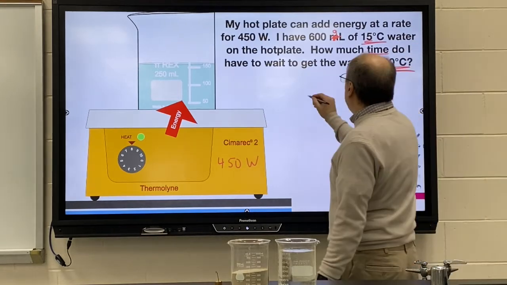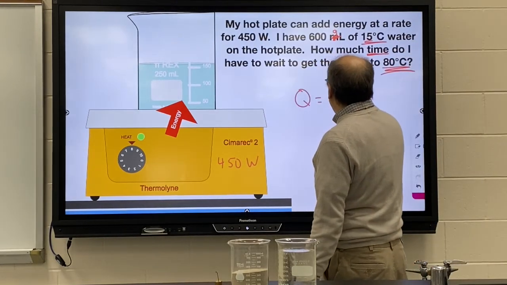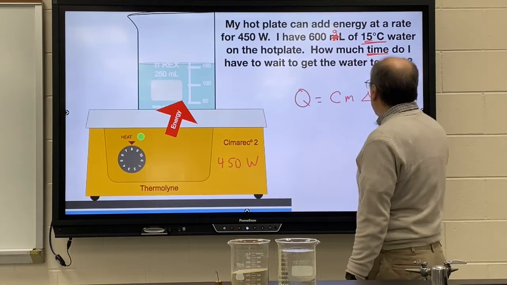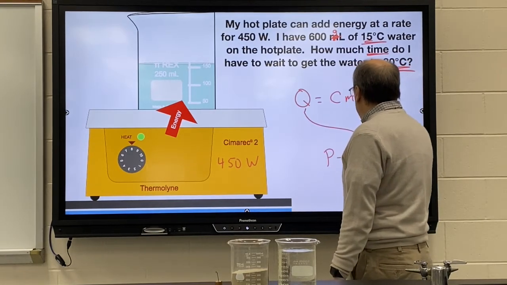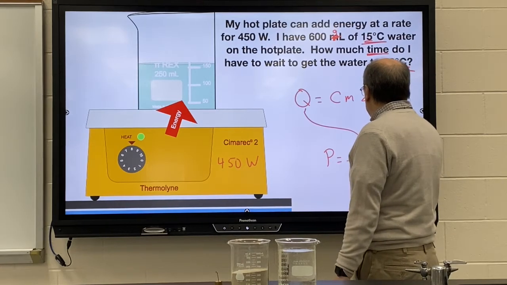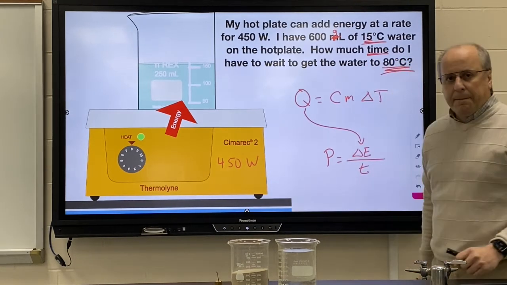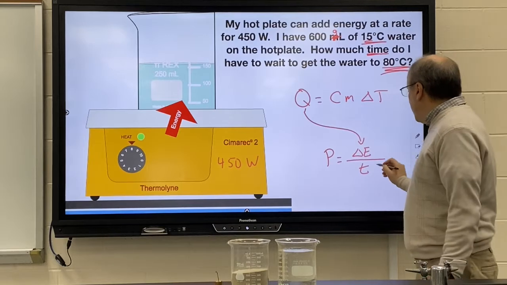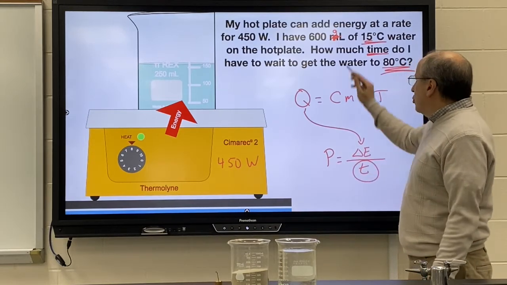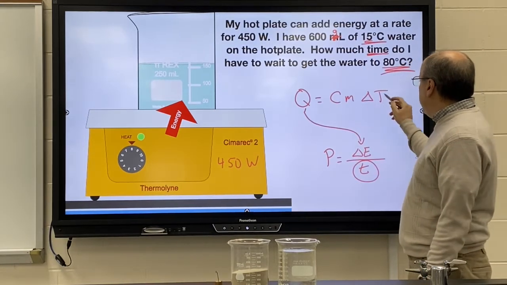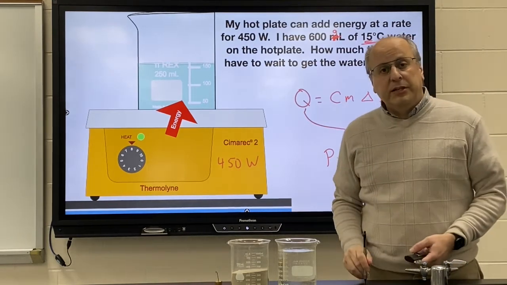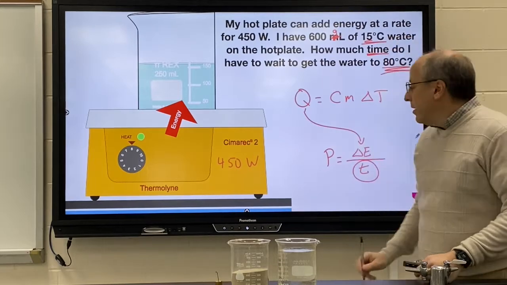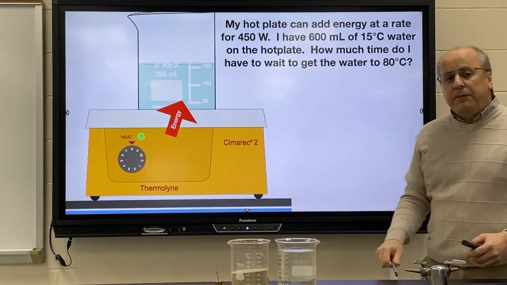All right, so the way you're going to do this, Q equals Cm delta T. Find your Q, and then use power equals change in energy over time. You're solving for time. You should have all the information you need to get the Q, and then you should have all the information you need to find the time. Okay, and that is where I'd like to stop for today.